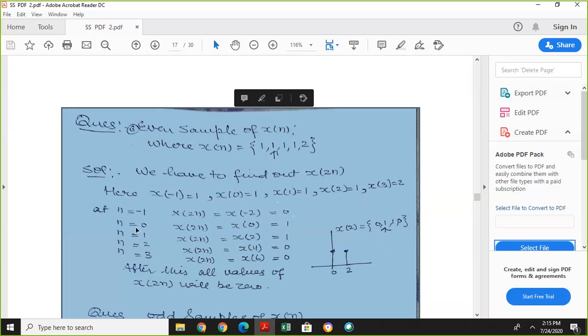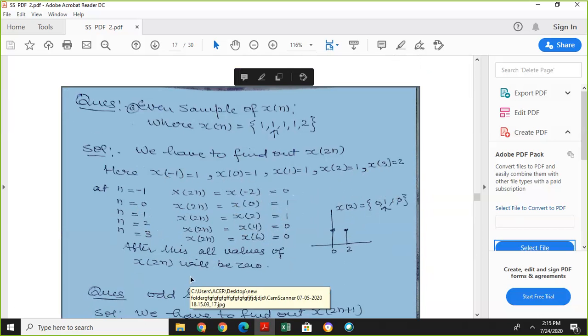Next, when n is 0, x of 0 is 1. Similarly, when n is 1, x of 2 is 1. And when n is 2, we get x of 4 and the value is 0. Plot all the values of x of 2n and you get the even samples of x of n.